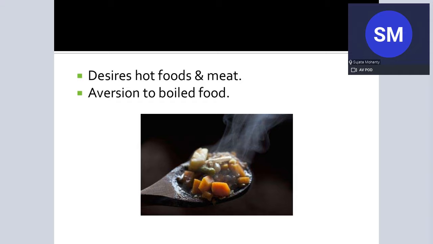They desire hot foods and meat. They desire everything hot, warm foods, hot foods and drinks, and meat. But there is aversion to boiled food. They desire fried food, oily food, spicy food, but there is aversion to boiled food.